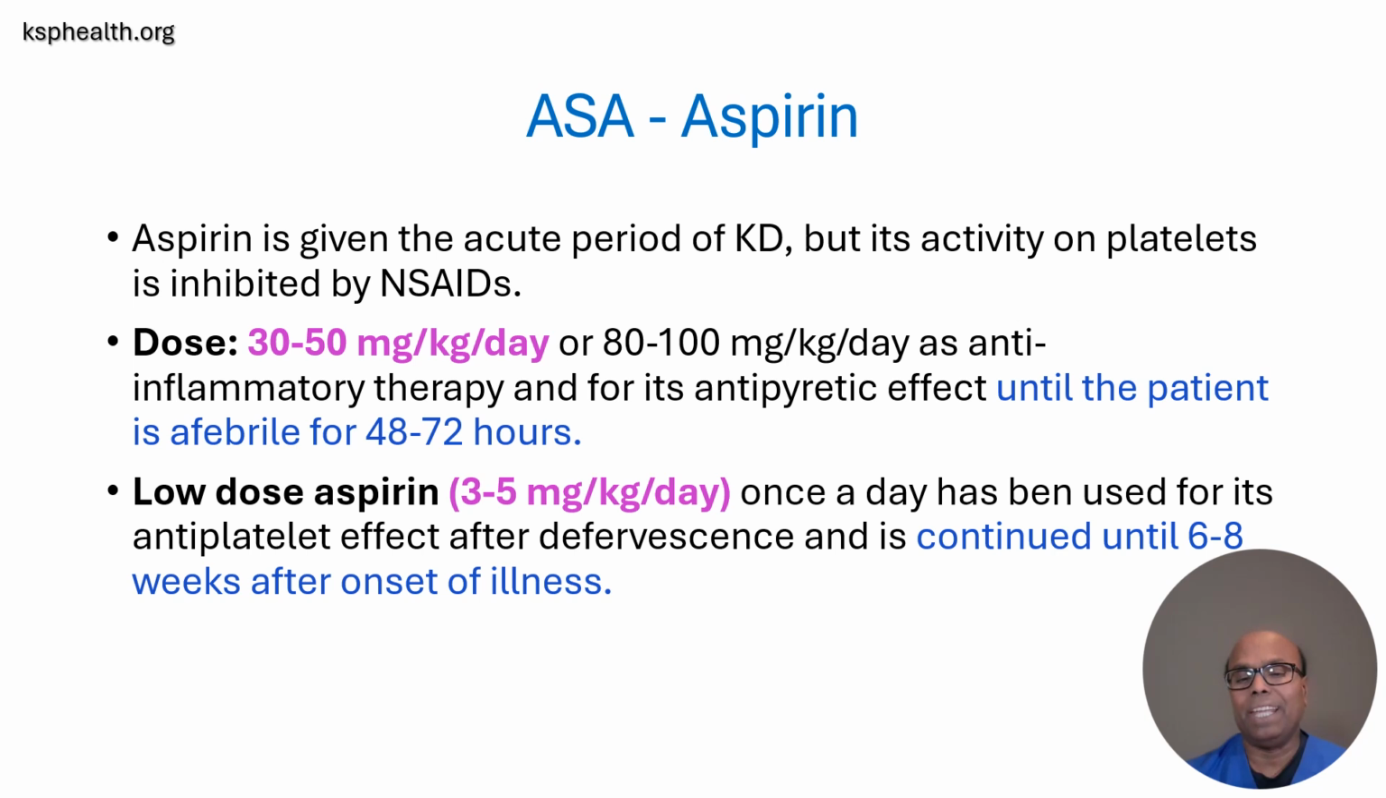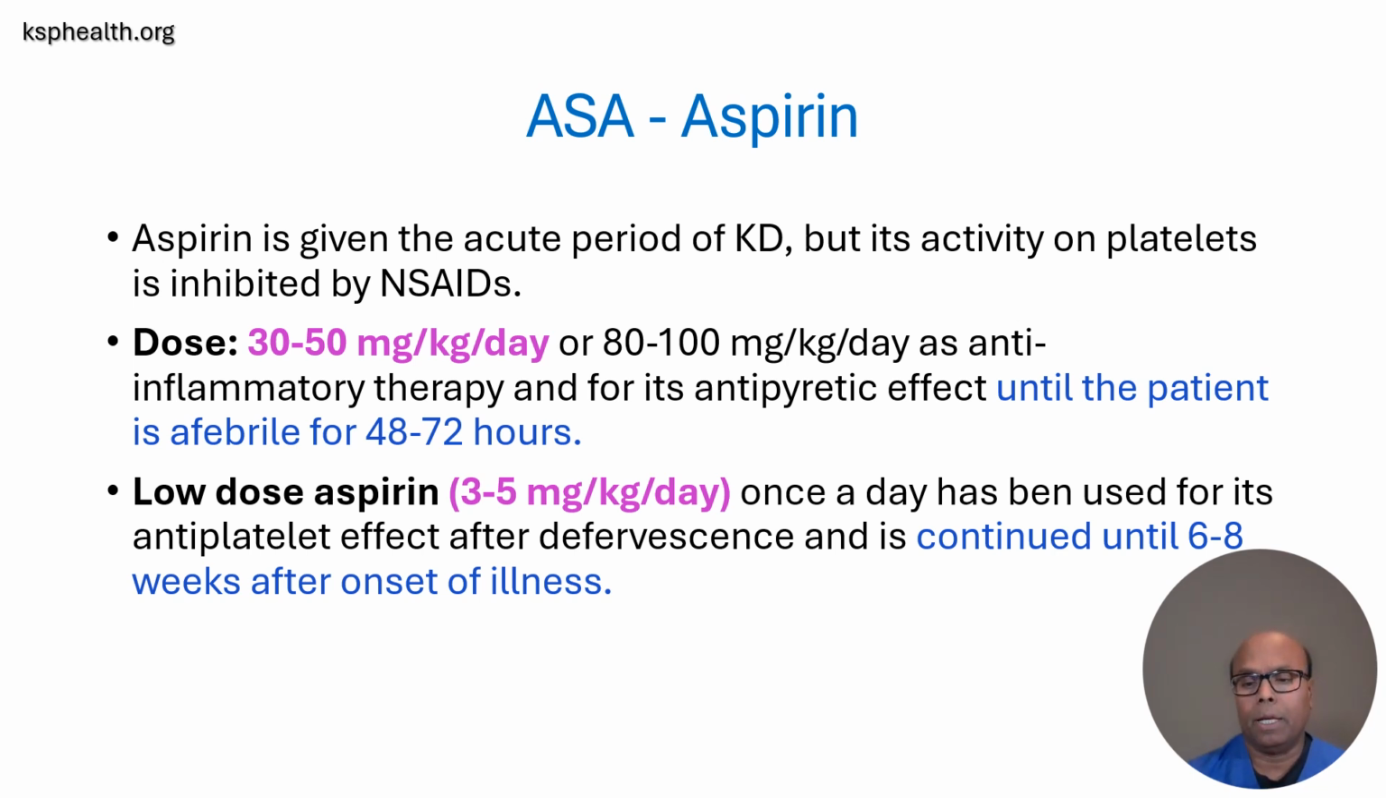The second mainstay of therapy is aspirin. Aspirin is given in the acute period of Kawasaki disease, but its activity on platelets is inhibited by non-steroidal anti-inflammatory drugs, meaning you should not give non-steroidal anti-inflammatory drugs along with aspirin when you are treating the patient with aspirin. The dose, there are 2 kinds, low dose and high dose. The low dose is 30 to 50 milligram per kg per day. The high dose is 80 to 100 milligram per kg per day. It is part of anti-inflammatory therapy for its antipyretic effect. It should be given until the patient is afebrile for 48 to 72 hours.